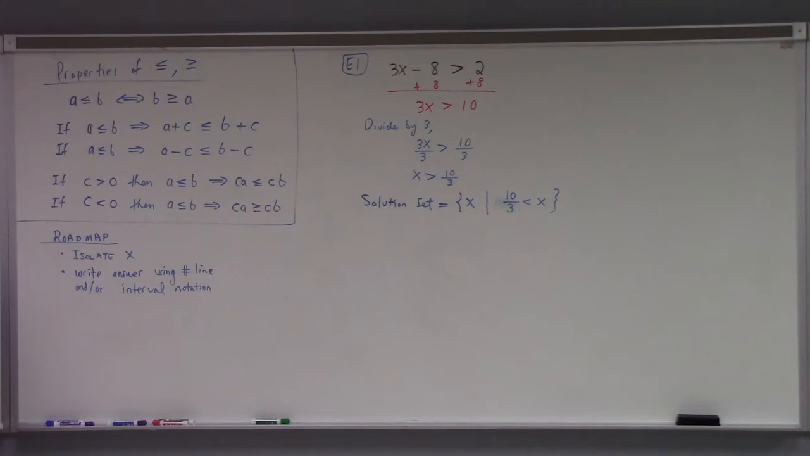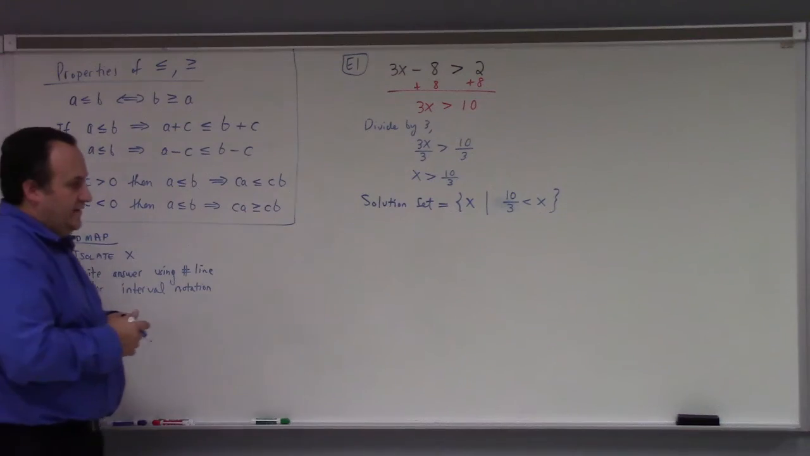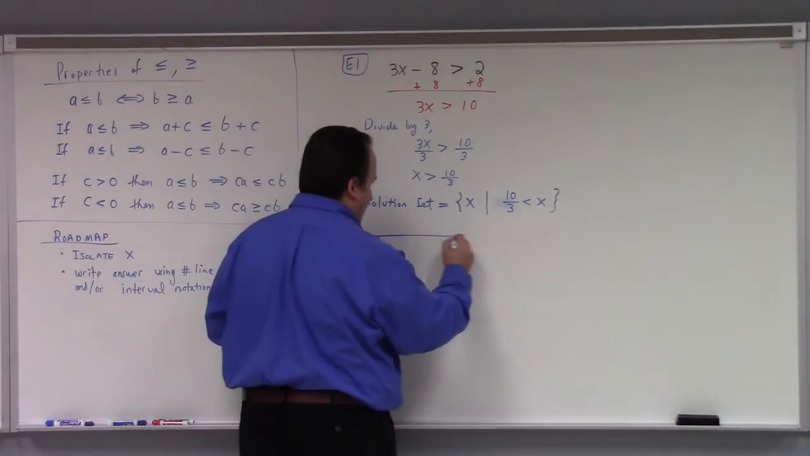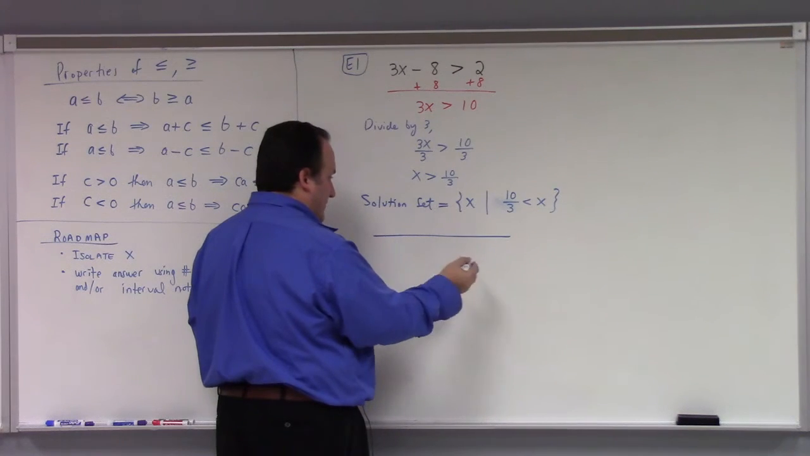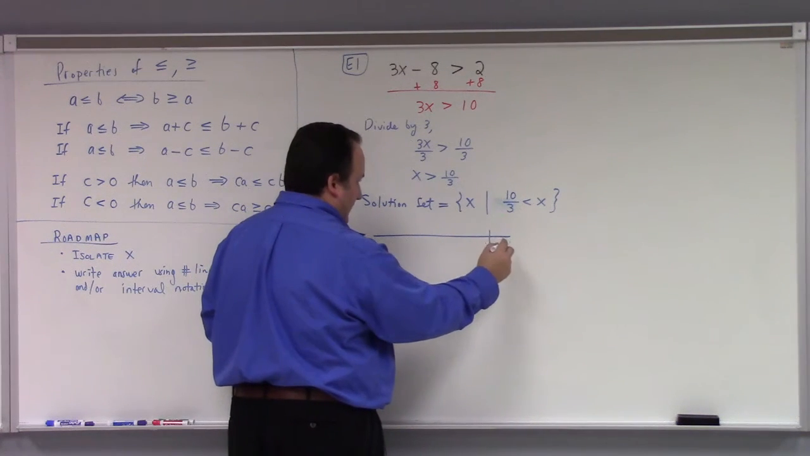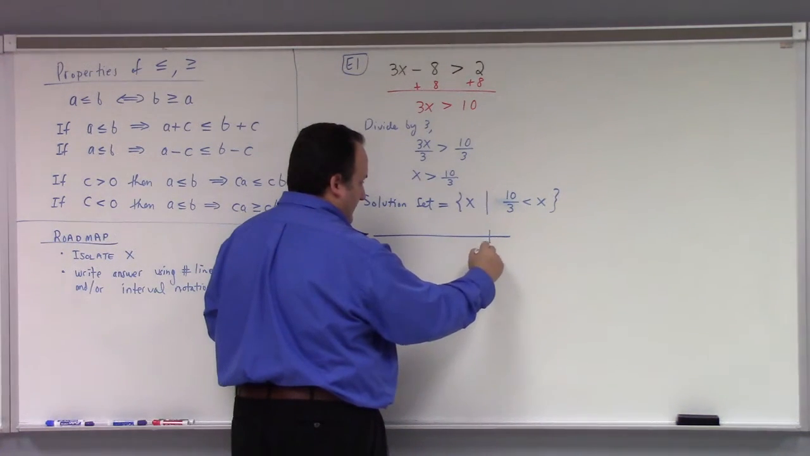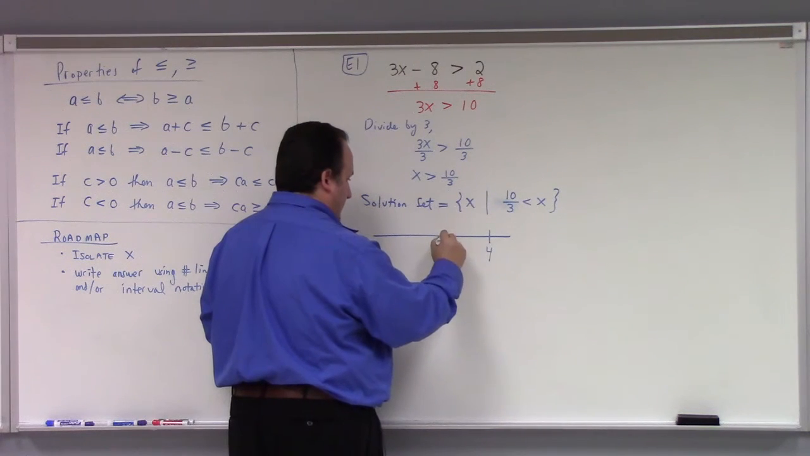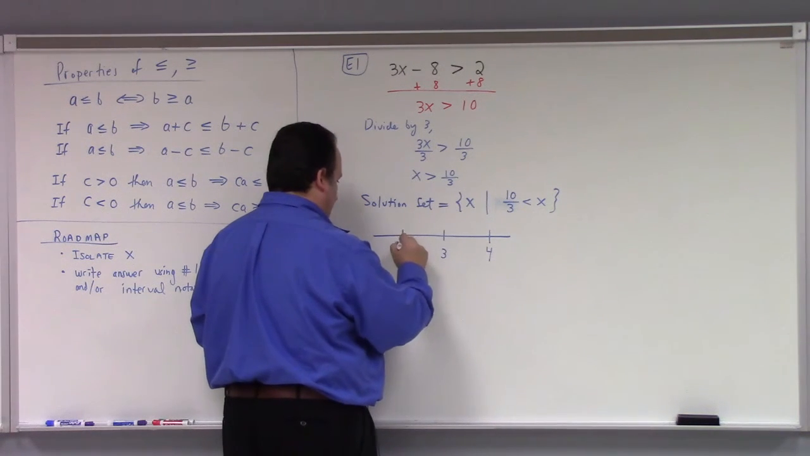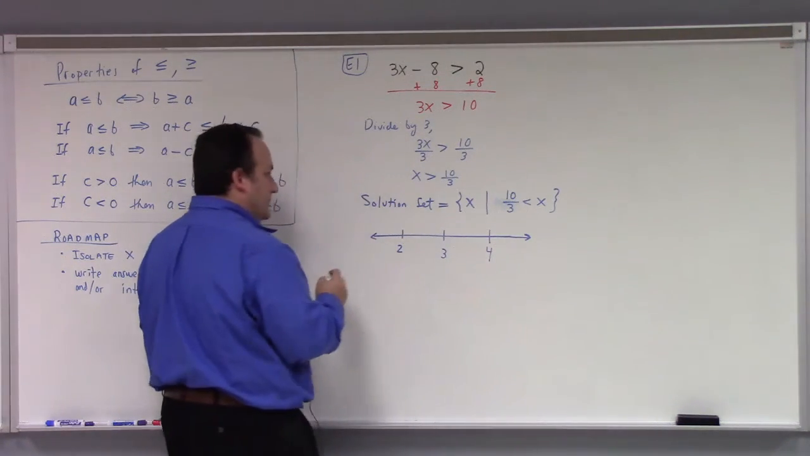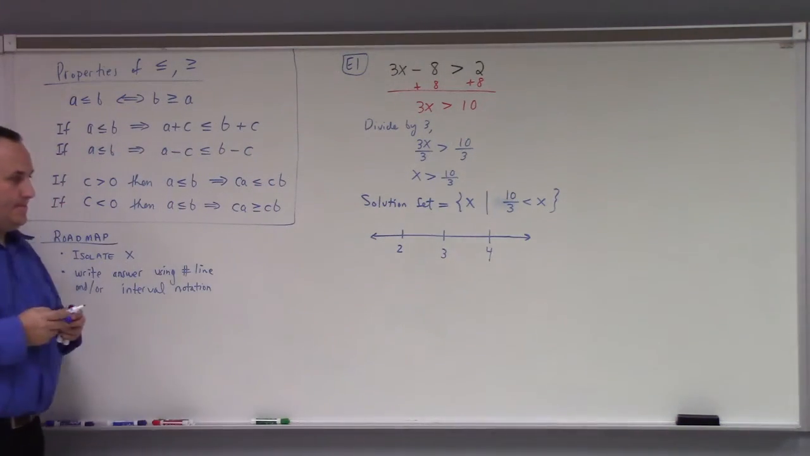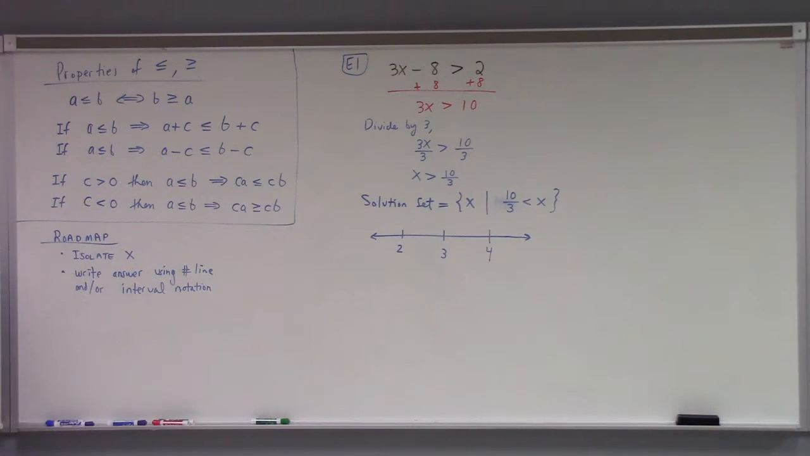We could write the solution like that. Fine. If we drew a number line, right? And let me put some points of reference on here. I don't know, 4, 3, 2, et cetera, right? Where's 10/3? It's 3 1/3, right? So it's like 3.33333.